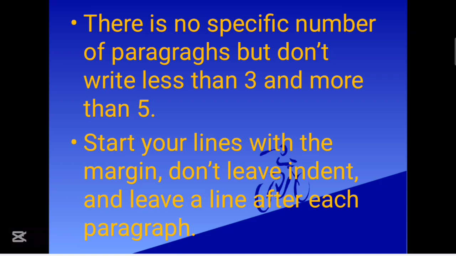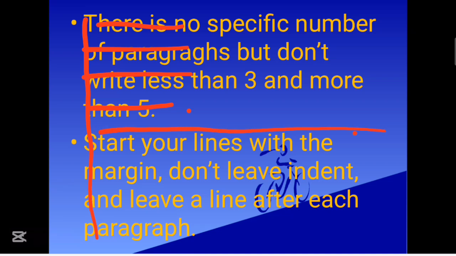Start with margin. When you are writing, start it with this margin line. Write like this. And to show that my paragraph is finished, you are going to start the next paragraph by leaving a line in between.